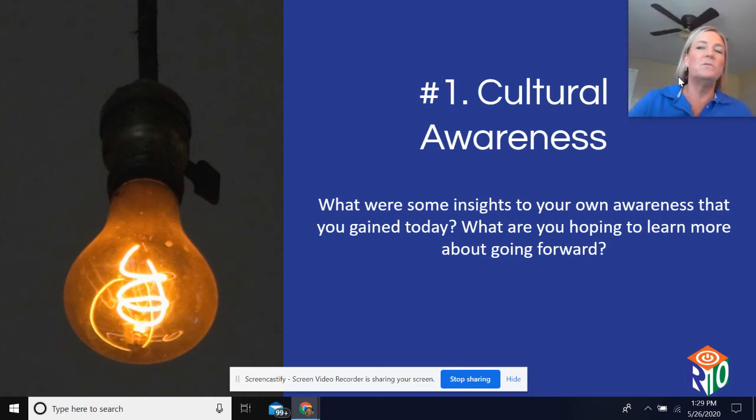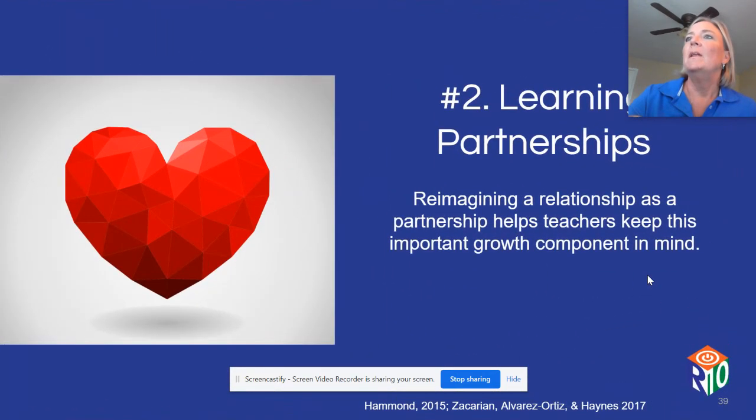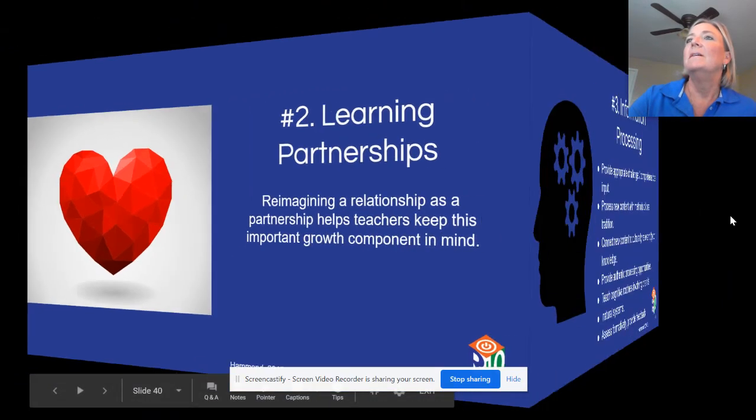Number 1, on cultural awareness. What are some insights to your own awareness that you gained today? Did you learn something about your own culture that impacts your ability to teach in your classroom? What are you hoping to learn more about moving forward? Number 2, learning partnerships. Reimagining learning as a relationship or as a partnership that helps teachers. This is an important growth component to keep in mind.